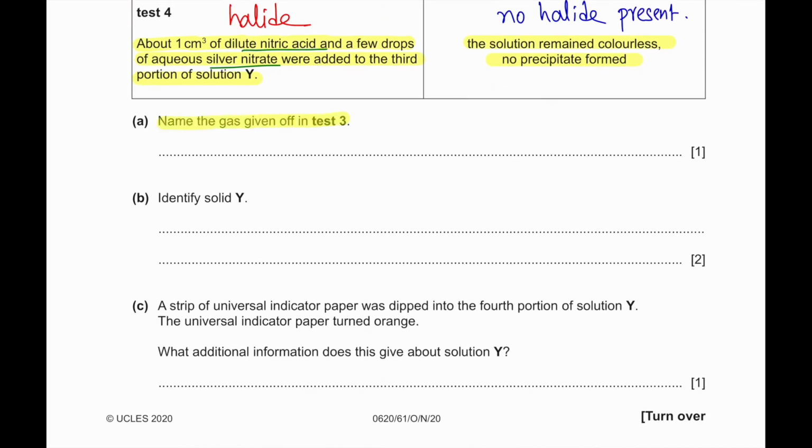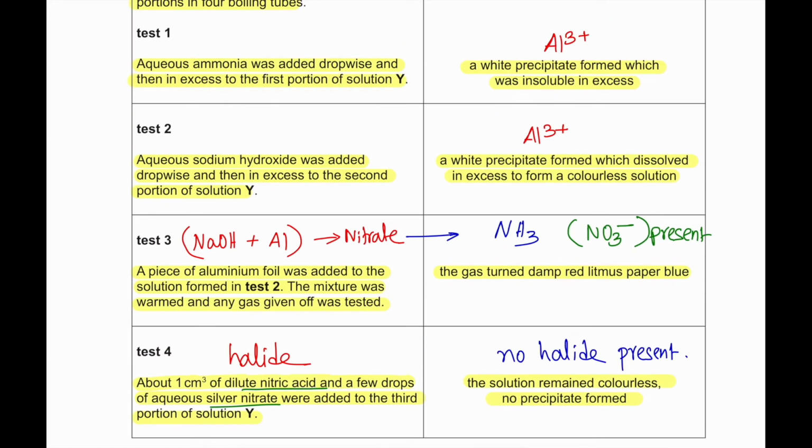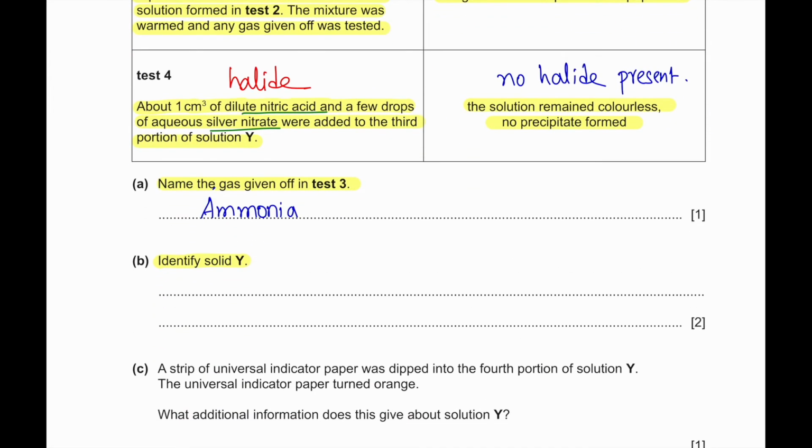Name the gas given off in test 3. Since they asked us the name, we must write the name. So ammonia. Identify the solid Y. Well, this particular solid tested positive for aluminium ion and for nitrate. So we can name it aluminium nitrate.